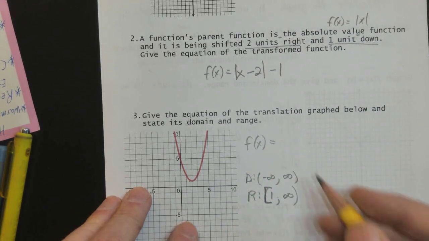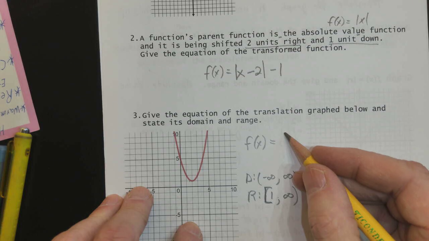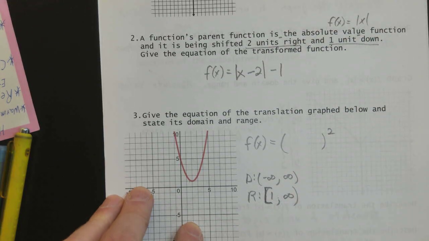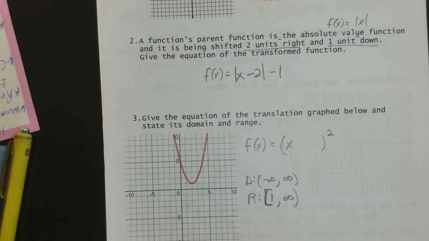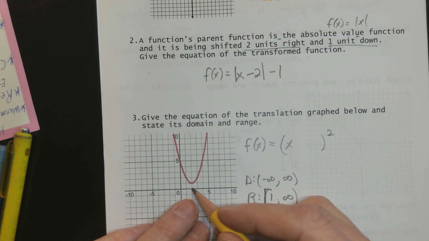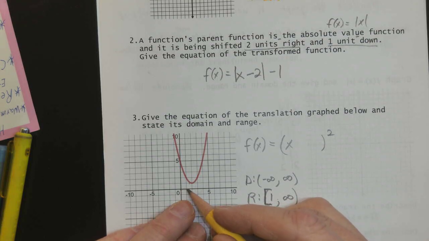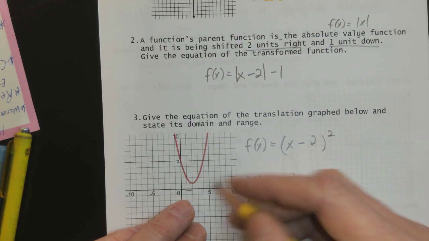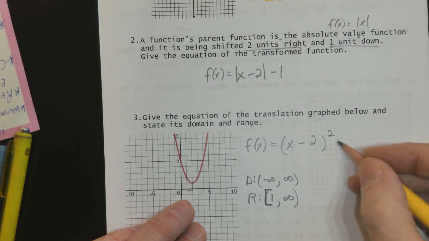It's a parabola, so it would be quadratic, right? So I'll put that there. Put the x here. Minus 2, so x minus 2, squared. Is that a minus 2, everybody? Minus 2 plus 1. And then 1 up is plus 1.